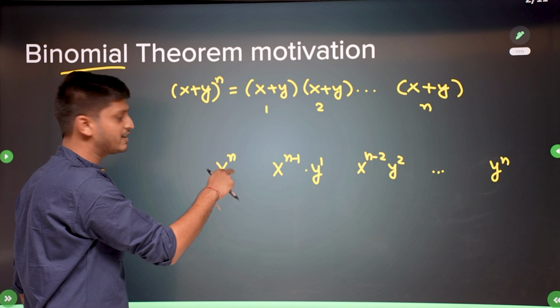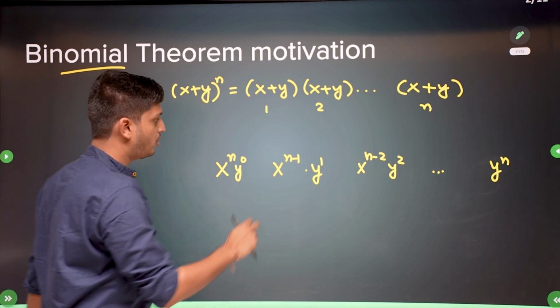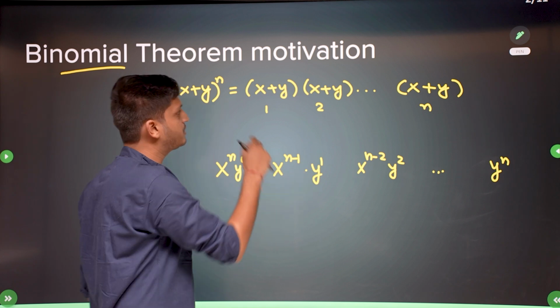Here you have n x's and 0 y's. You can write it like this also: n x's and 0 y's. Or you can have n minus 1 x's and 1 y. Basically, again the same thing.